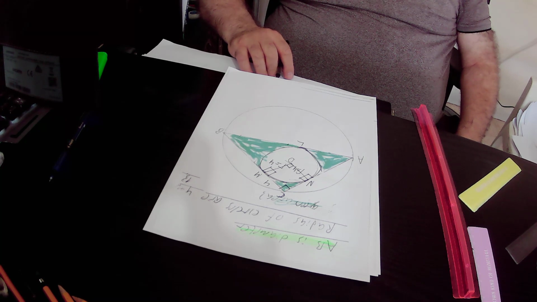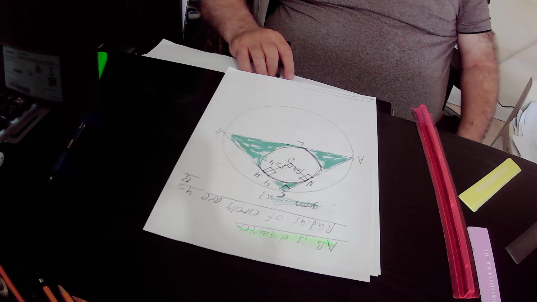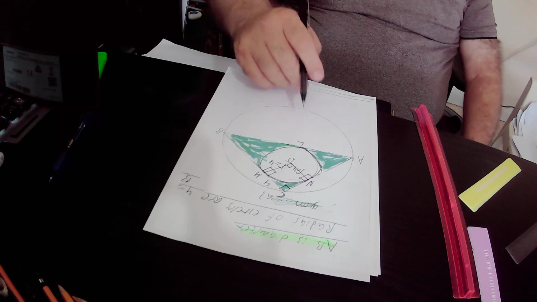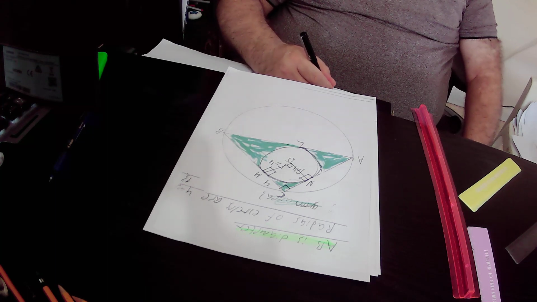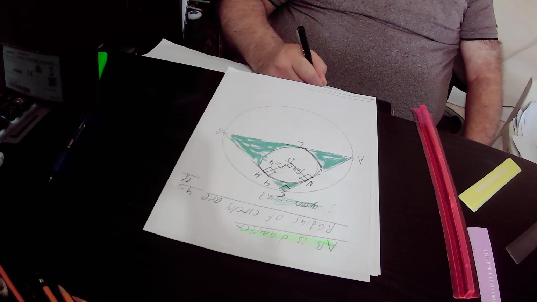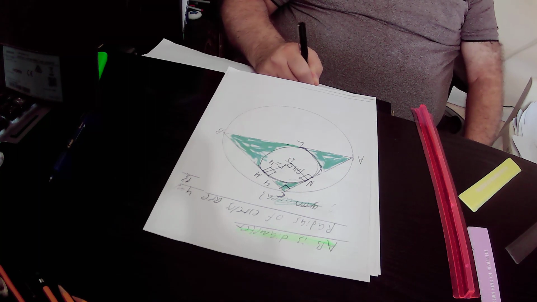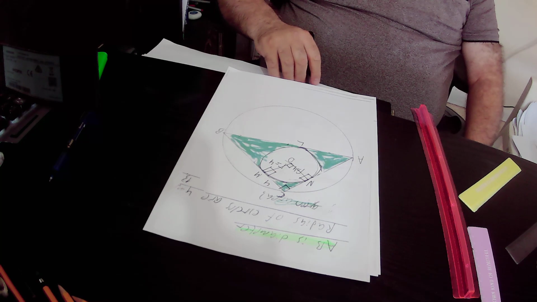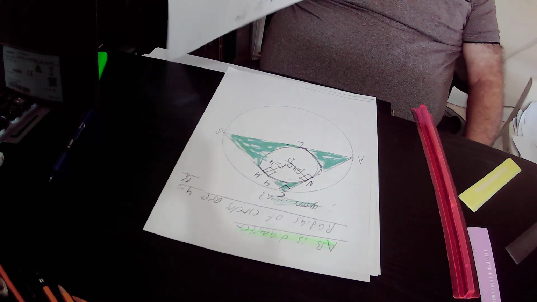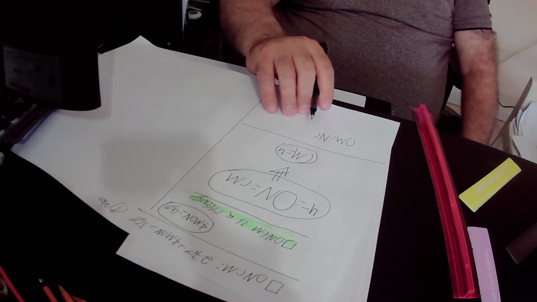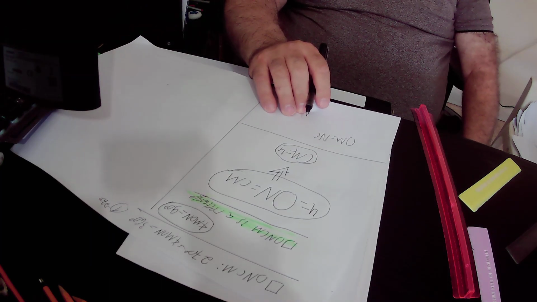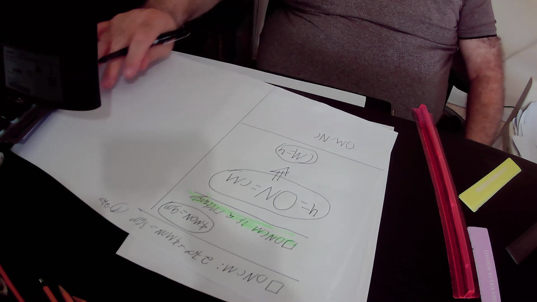Likewise, according to the rule that the opposite sides of a rectangle are equal to each other, we get that OM equals NC. OM equals NC, according to the rule that the opposite sides of a rectangle are equal to each other.